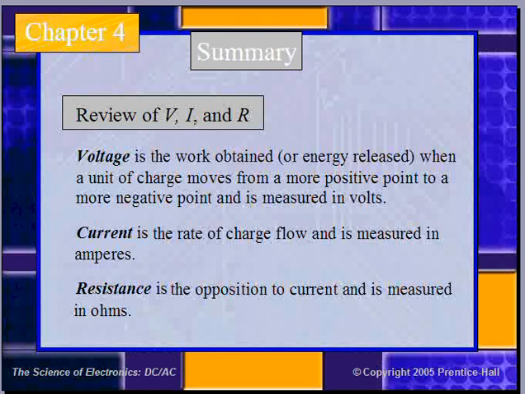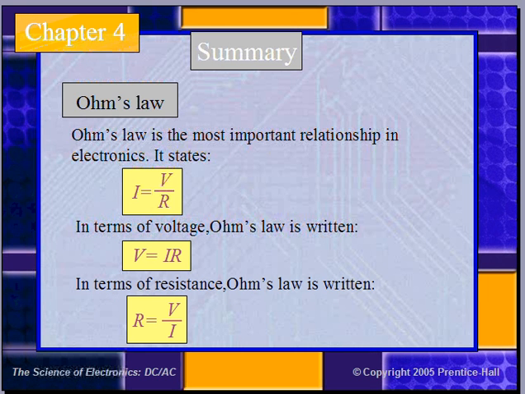Chapter 4. Voltage is the work obtained or energy released when a unit of charge moves from a more positive point to a more negative point and is measured in volts. Current is the rate of charge flow and is measured in amperes. Resistance is the opposition to current and is measured in ohms.